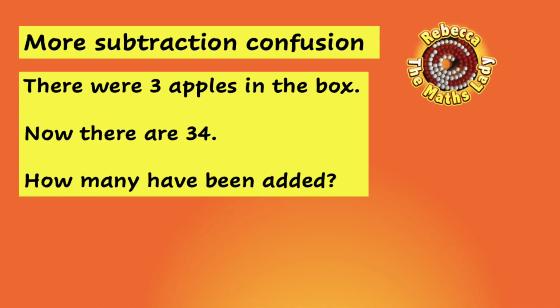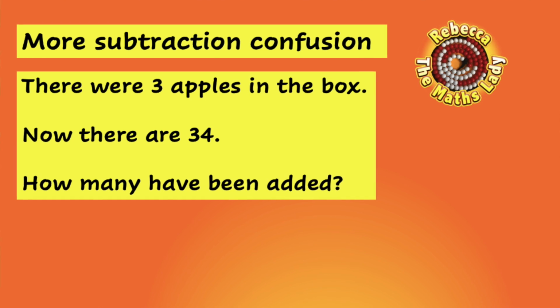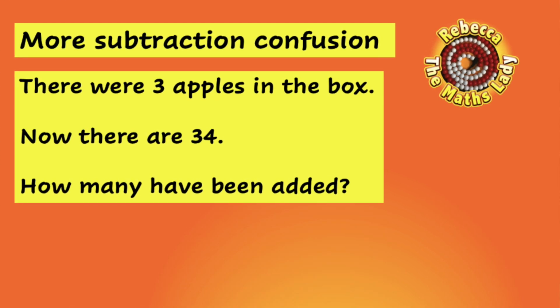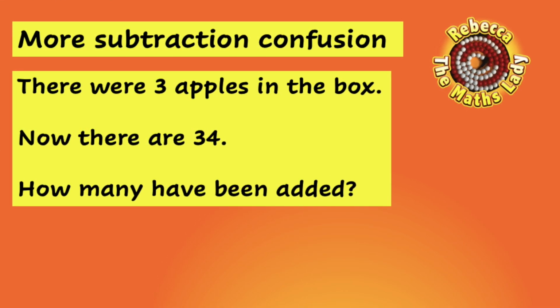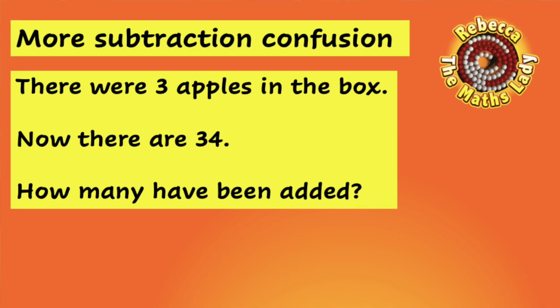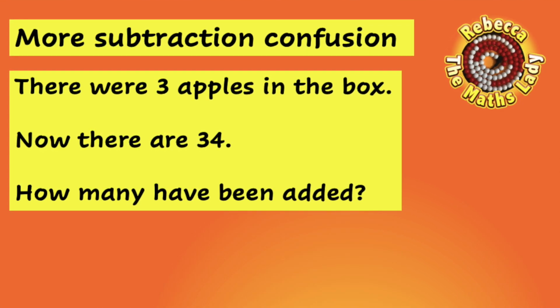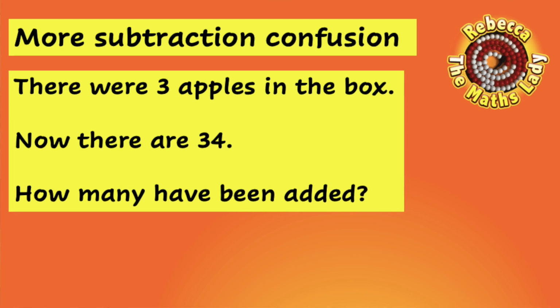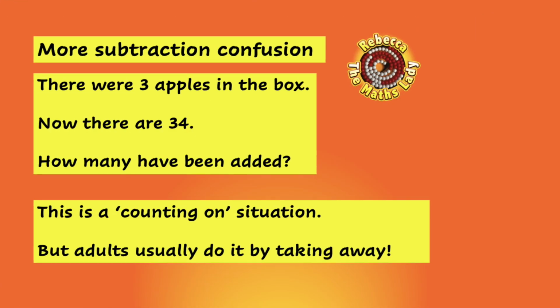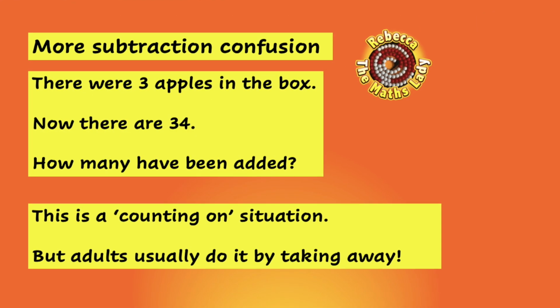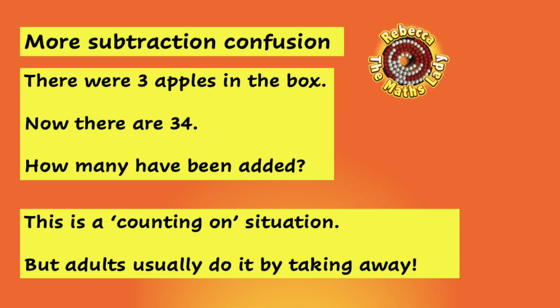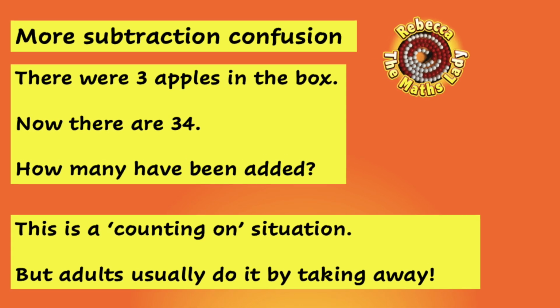Well, this is definitely a subtraction of the 34 total in the box now. 3 were already in, and we want to know the other part of the 34. Well, this question is set up as a find the difference question. What's the difference between 3 and 34? But to find the answer, most adults would take away 3 from 34. And that's not what the question says.